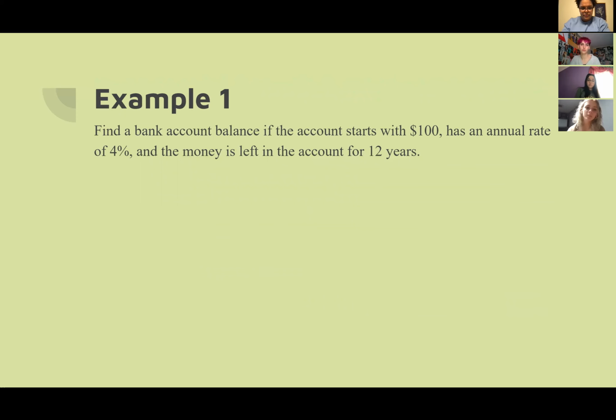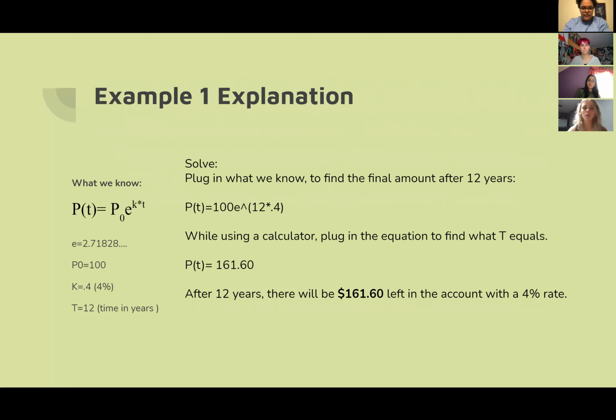So for our first example, it says, find a bank account balance if the account starts with $100 and has an annual rate of 4% and the money is left in the account for 12 years. To solve this, we start with what we know. We know the exponential growth equation is P(t) = P₀e^(kt). e is equal to 2.71828. P₀ is $100. k is equal to 0.04, which is 4%. And t is equal to 12, time in years.